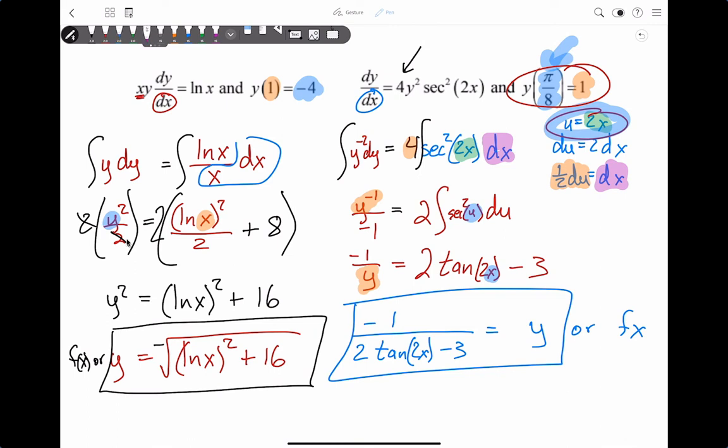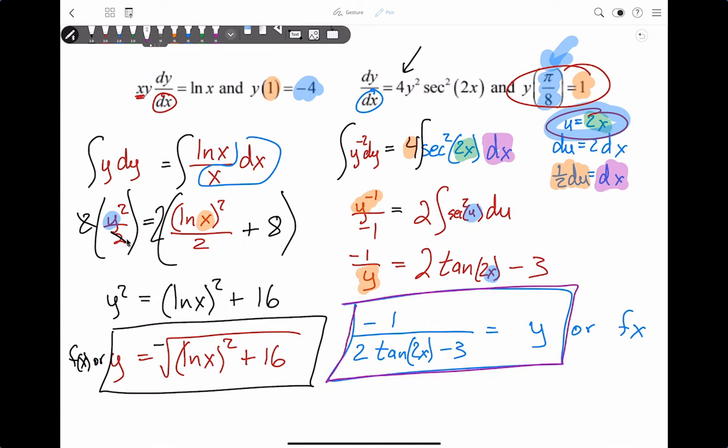And we can check it by plugging this in for x, pi over 4. The tangent is 1, times 2 is 2, and then 2 minus 3 for the denominator would give us a negative 1. And negative 1 divided by a negative 1 does in fact check out to give us our positive 1 from our initial value. So this would be our answer.